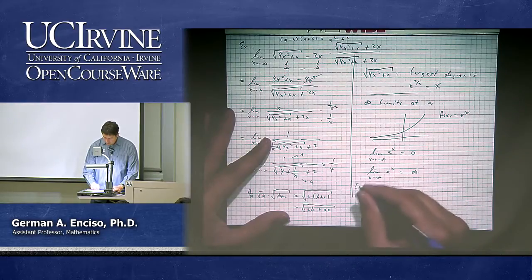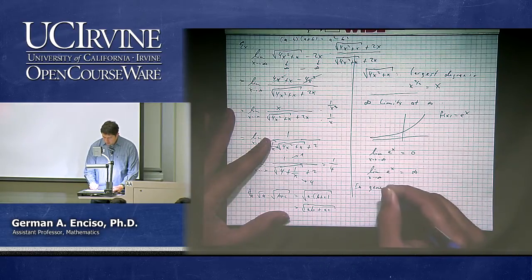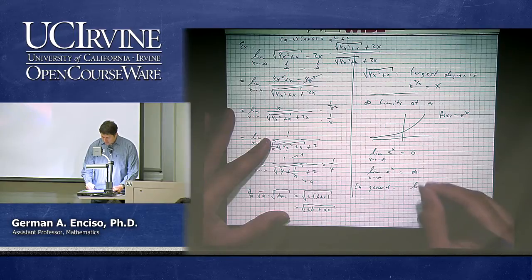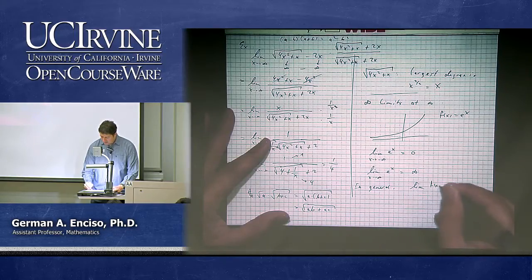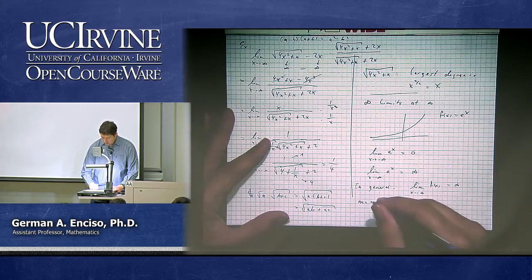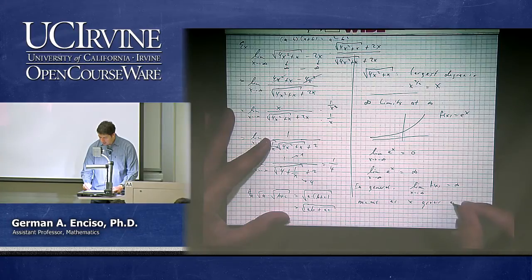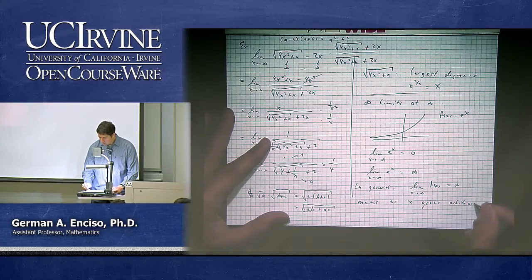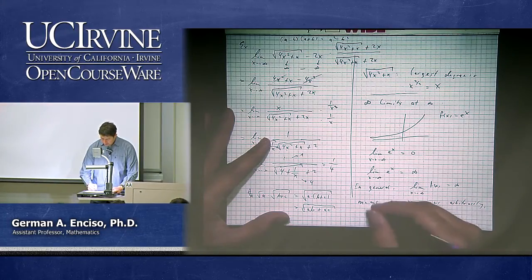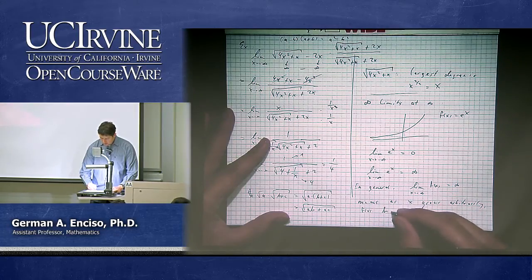So in general, the limit of f of x when x goes to infinity is infinity means as x grows arbitrarily, f of x becomes arbitrarily large.